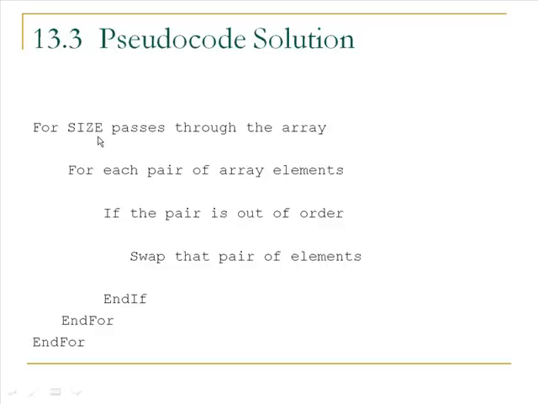We don't have to go size times, which would be 6 in that array. We would go size minus 1 times through the array, and then each time through that outer loop we'll do this inner loop where we compare the elements and do the swapping as necessary.